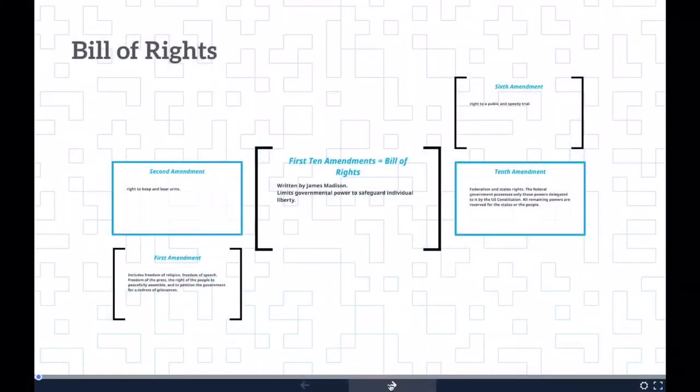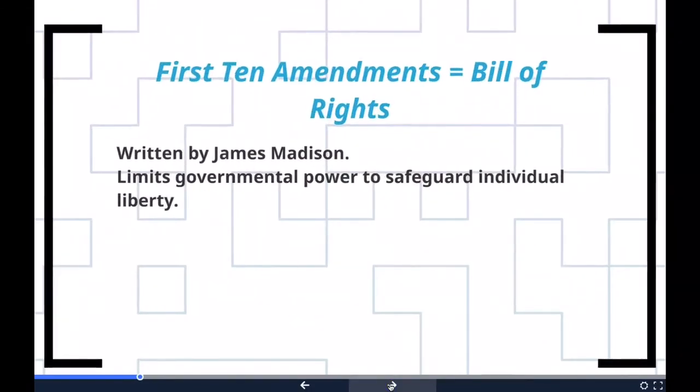In this video, we're going to take a look at the Bill of Rights and some of the basics that you should be familiar with. The first 10 amendments to the Constitution make up the Bill of Rights. The Bill of Rights was written by James Madison in response to calls from several states for greater constitutional protection for individual liberties. The Bill of Rights lists specific prohibitions on governmental power.